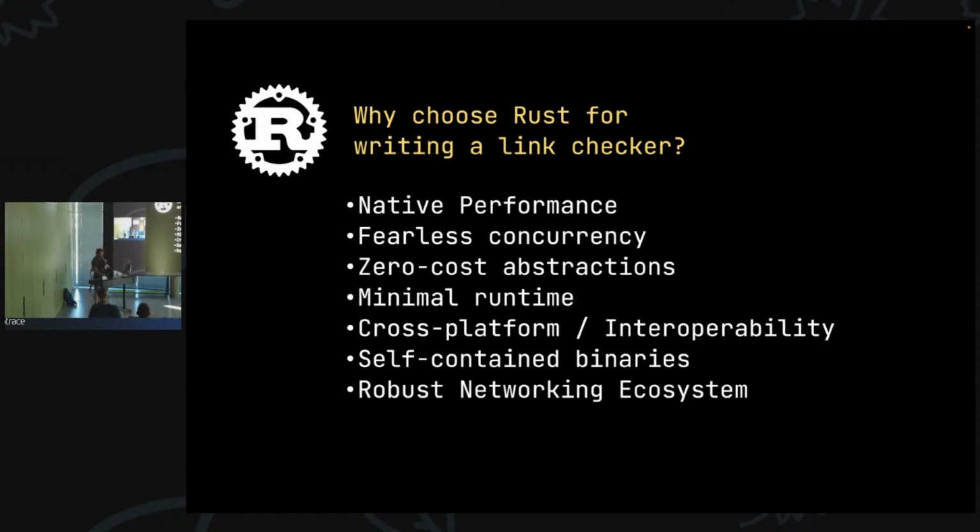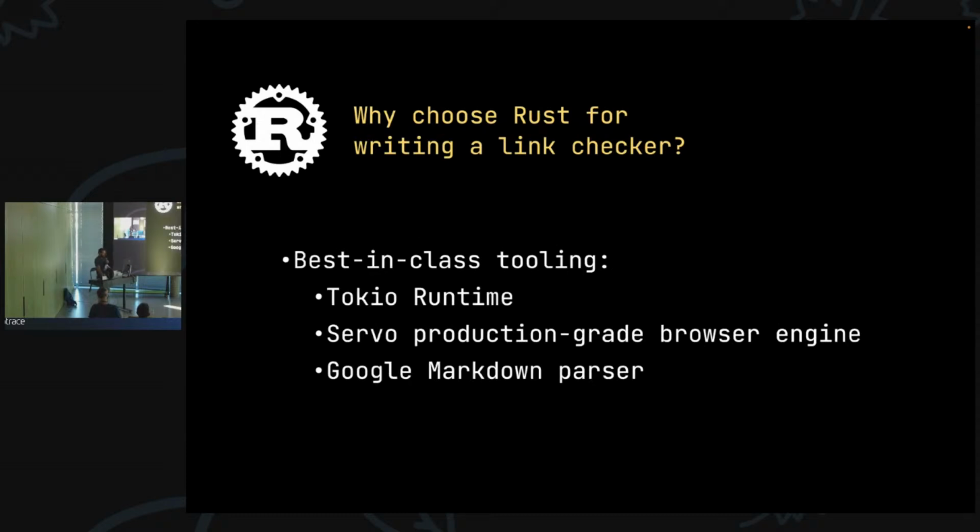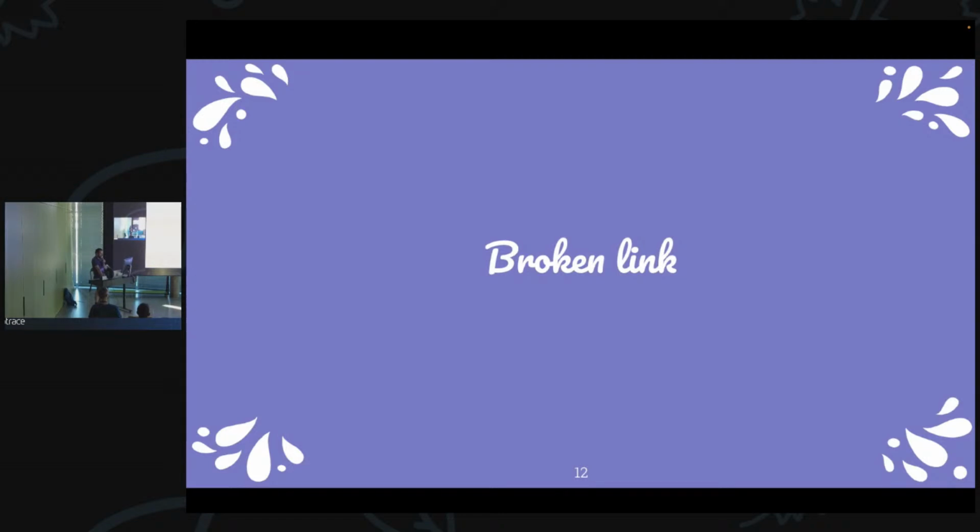I mean, for this specifically, we look for a very robust networking ecosystem. It should never fail. And also these things. We have a Tokio runtime. Everyone knows what Tokio is? Yeah, it's an asynchronous runtime for Rust. We have a production-grade browser engine called Servo from Mozilla, which we use. And we also have a production-grade, quote-unquote, Markdown parser from Google. And all of this is used by lychee, which is written in Rust. Now, I guess the task is pretty simple. We want to find broken links.